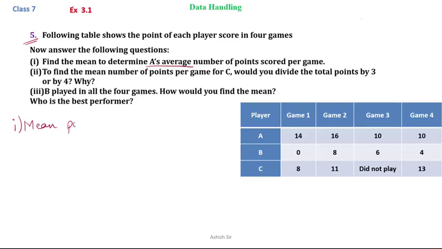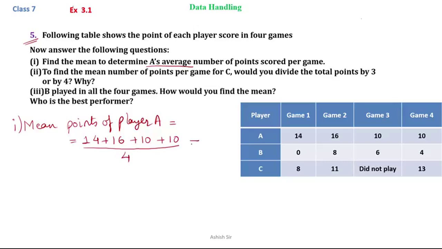The mean points of player A we can find by adding up all the points, that is 14 plus 16 plus 10 plus 10, divided by the total number of games played, that is 4. So what we find here is that 30 and 20, 50, 50 by 4, we find it is 12.5. So A's mean points are 12.5.